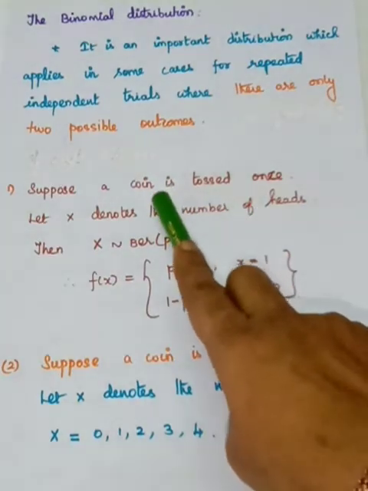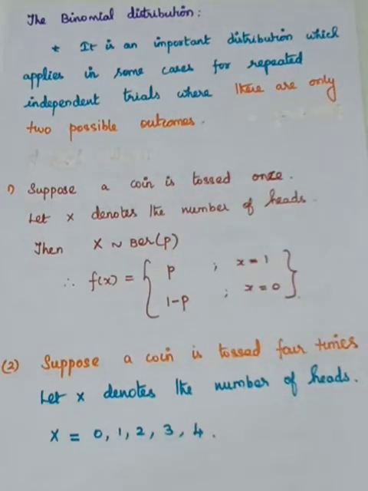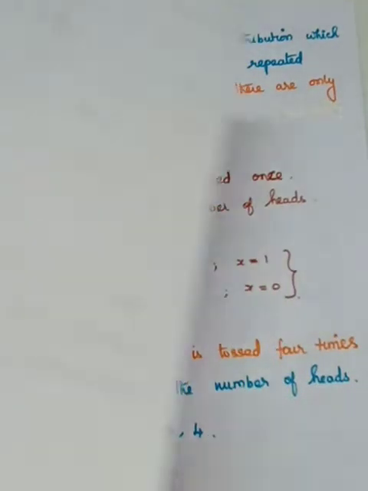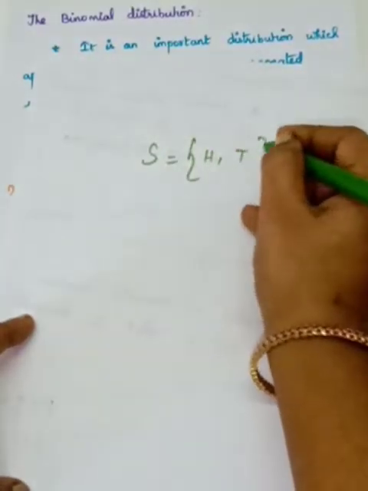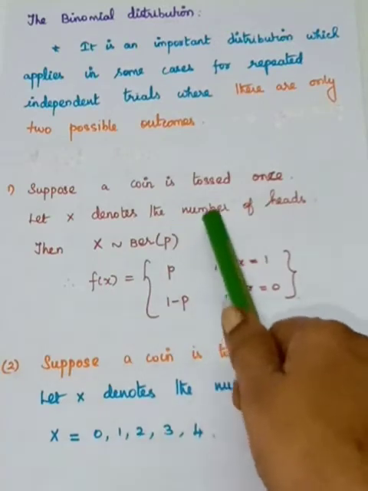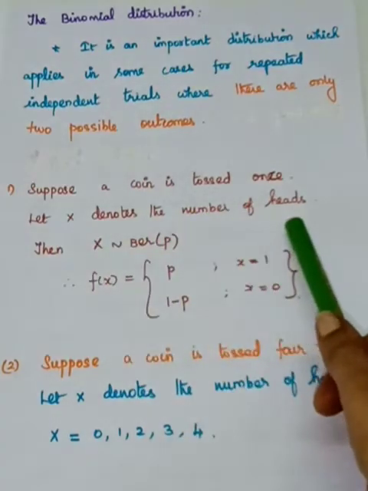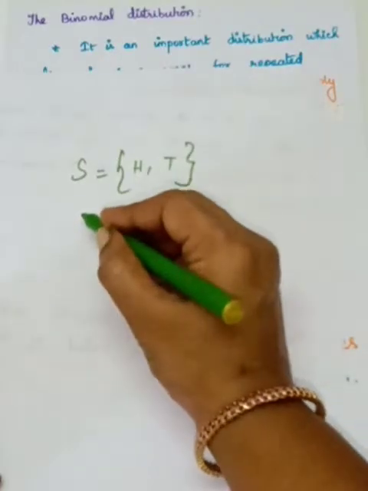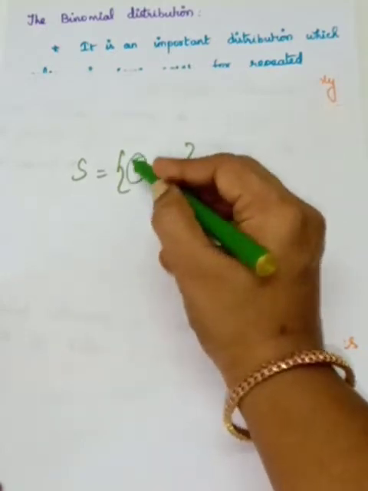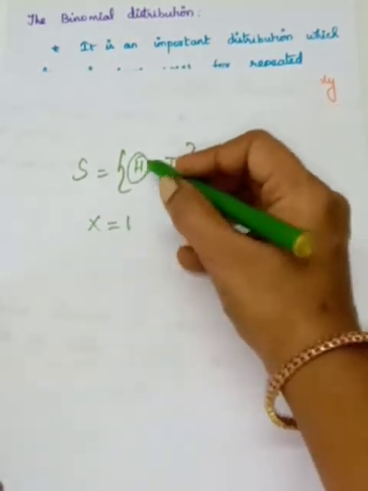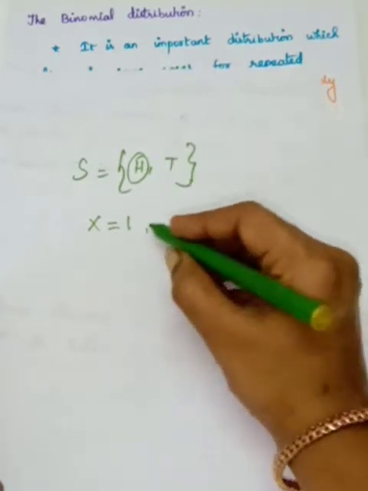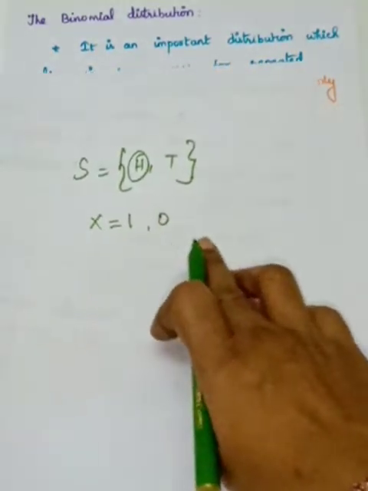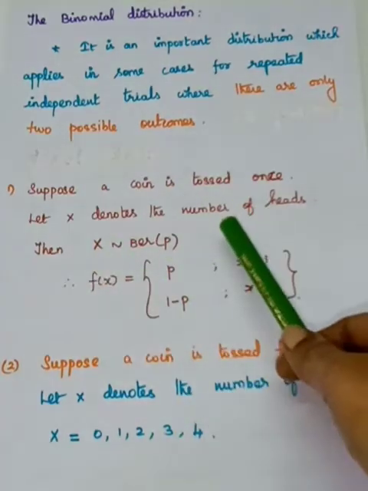While tossing a coin, what is the sample space you will have? You will get head and tail. Here we denote by x the number of heads. So when you get head, your x value is 1 because the number of heads is 1. If you get tail, x value is 0. So x is 1 and 0.